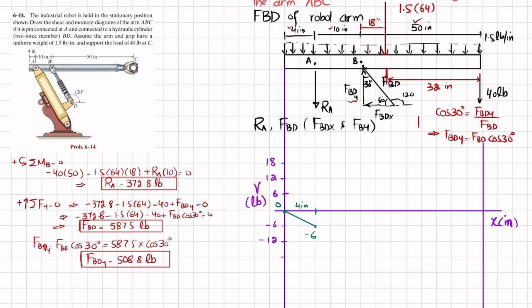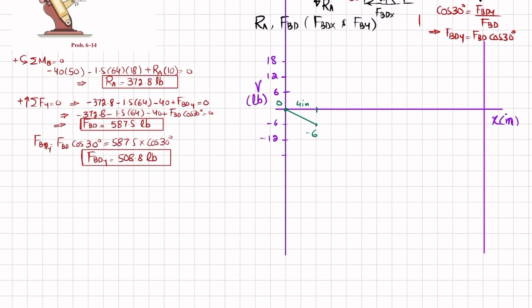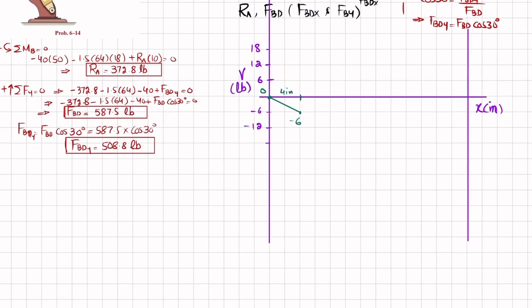Now at this point A, you have RA which is downward, and RA is 372.8. So minus 6 minus 372.8 will be minus 378.8. If I plot it, it will be so much downward, so let's assume that this point is minus 378.8. So your shear force will change from minus 6 to minus 378.8.